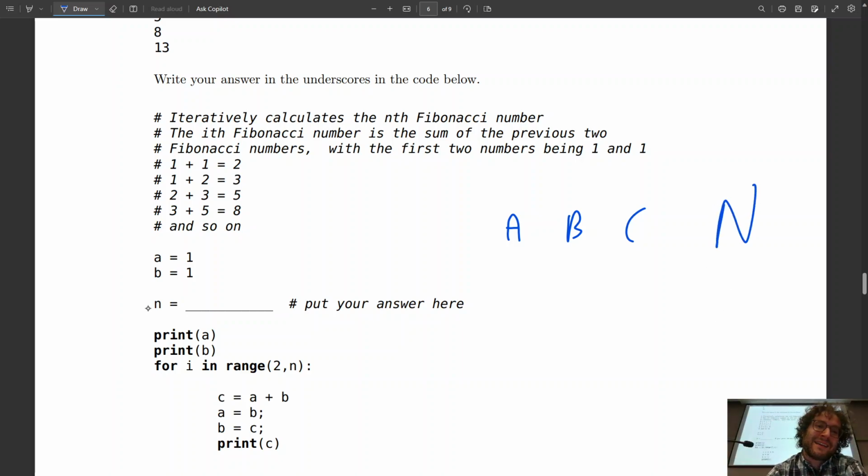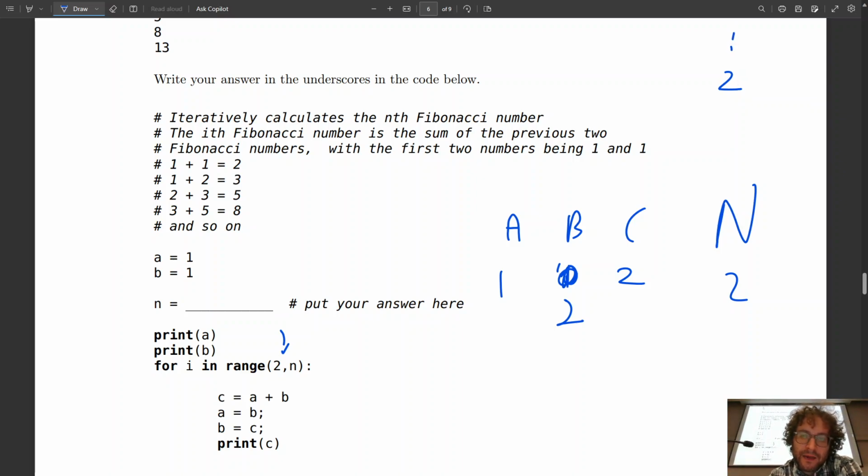So, A, B, C, and N. N starts out at 2. That's where the range starts. And our values start at 1 and 1. So C is equal to A plus B, that's 2. A is equal to B, so we store B's value, 1, in A, and we put C in B. So B becomes 2. Print C, so we printed out 2. We've already printed out A and B, by the way, so that's why we've got 1, 1, 2.